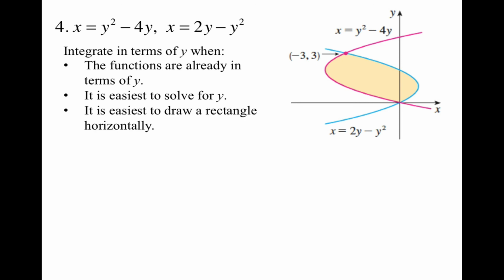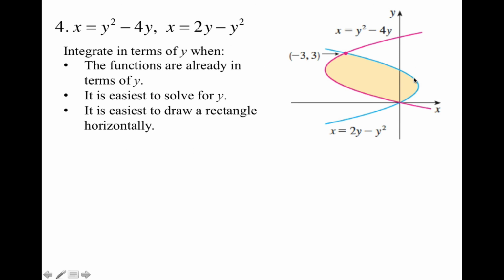And then the third part is it's easiest to draw a rectangle horizontally. And what that means is if I was to look at this graph, and you'll notice from this x value to this x value, if I was to draw a vertical rectangle, that rectangle's top curve and its bottom curve is the same function. So if I was to do top minus bottom, the functions would cancel each other out. So that doesn't really work. So I'm going to integrate in terms of y.